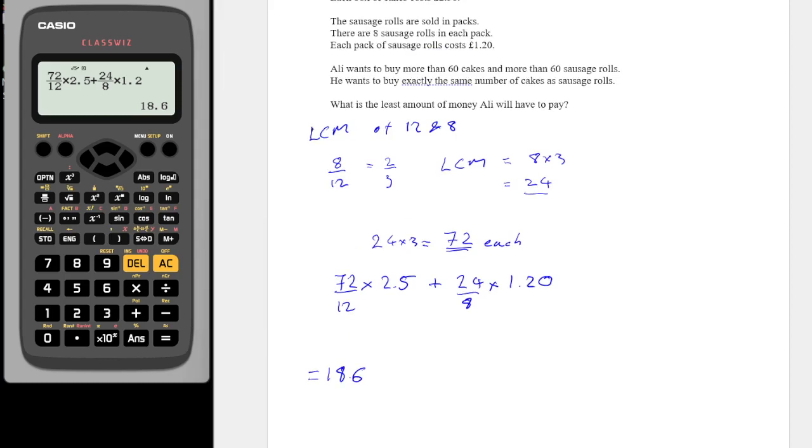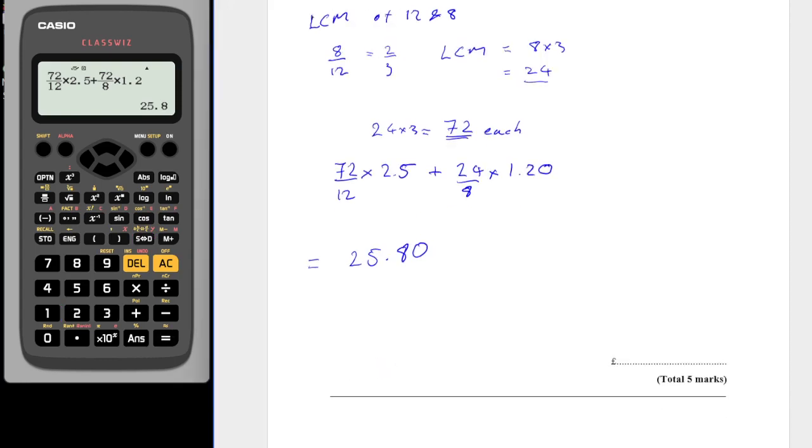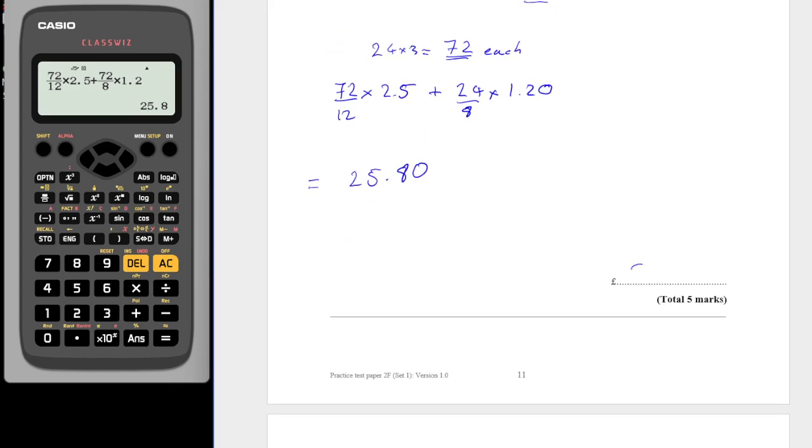Okay, and I've just spotted a slight mistake in what I've typed into my calculator. Here, the numerator should have been 72. So if we go back and just change that to 72. If you're relying on your calculator, always best to double check what you've typed in. £25.80. So on my answer line, £25.80. Glad I spotted that.